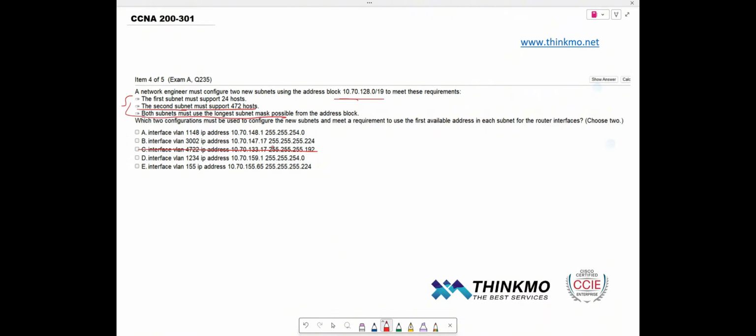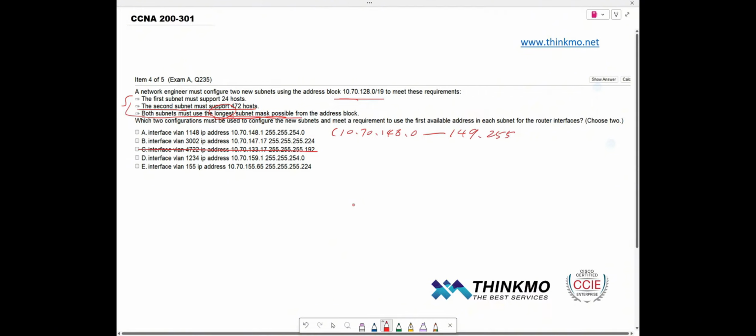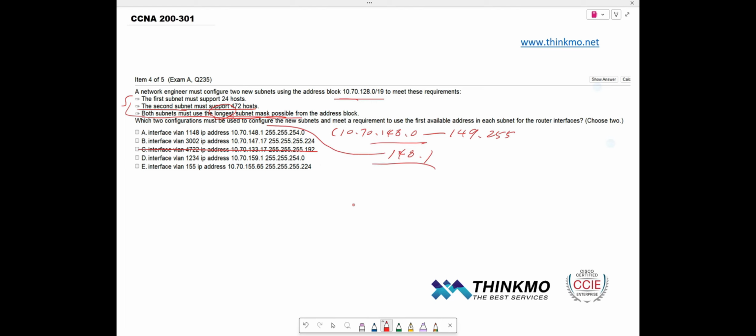According to the third requirement, we must use the longest subnet mask. Based on this rule, we can determine option A. Option A ranges from 10.7.148.1 up to 149.255. And the first one among them is 148.1. So option A is correct. And who do we eliminate? We eliminate option D. Now, let's look at the remaining options B and E.